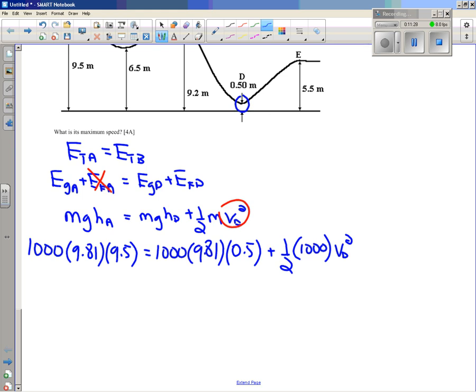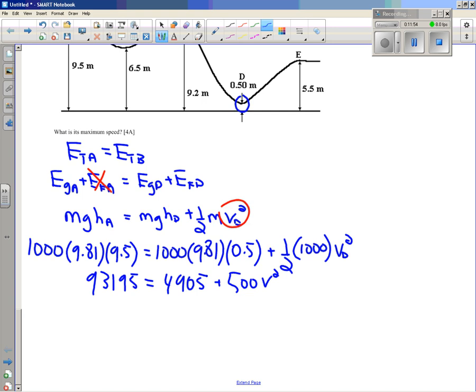So on the left side, I've got 93,195. On the right side, I've got 1,000 times 9.81 times 0.5 meters, which is 4,905. Plus 1/2 times 1,000 is 500. And you've got v squared.